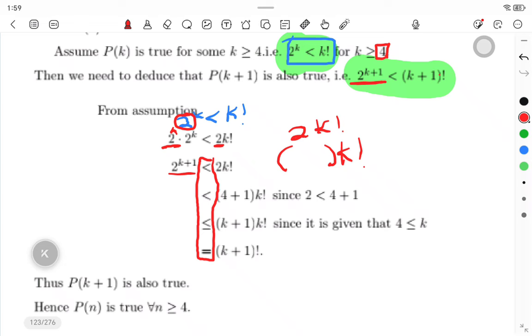Plus 1. But our k is greater or equal to 4, so we're going to put what here? 4. But you're also going to say greater, so we keep the sign like that. Then we will substitute our 4 by k, and k is greater or equal to 4, and then this one changes to greater or equal to 4.